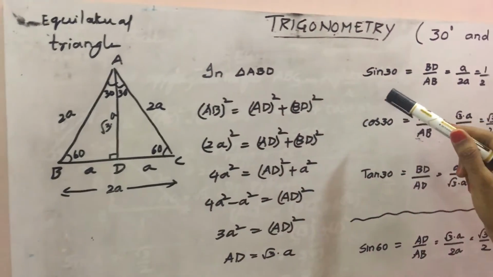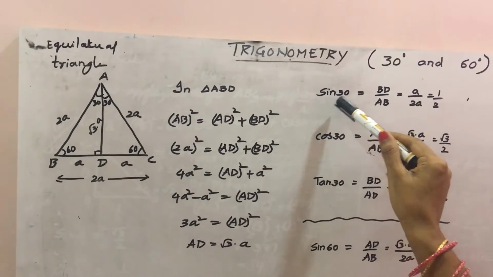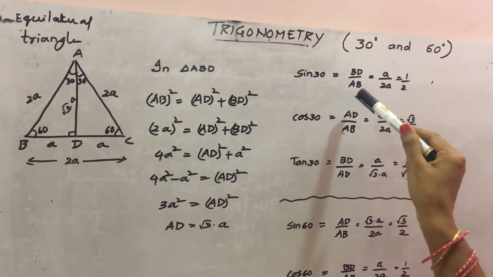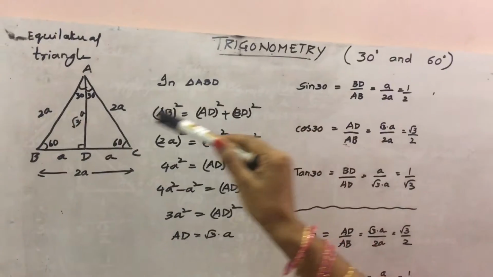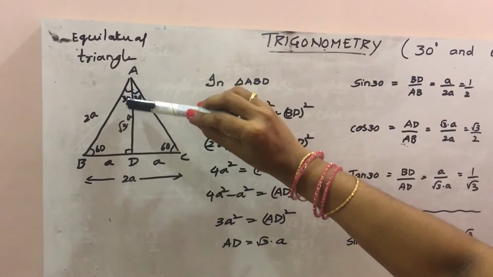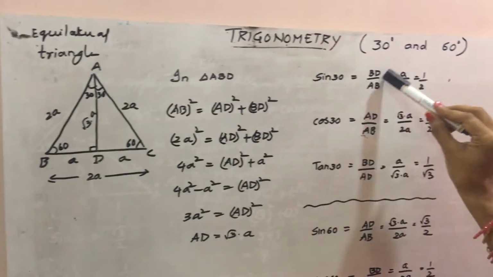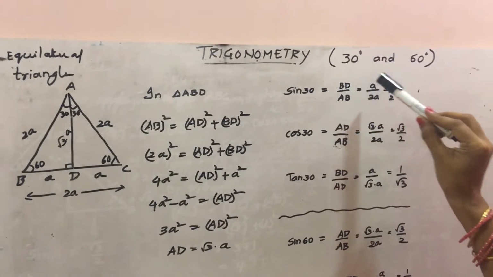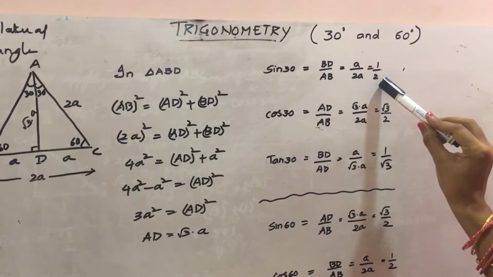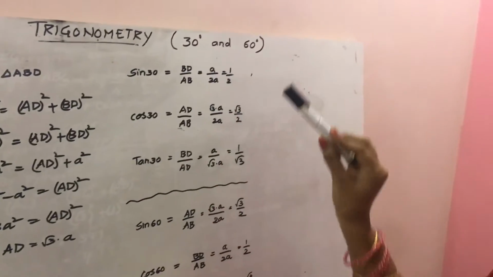Now let us find the trigonometrical ratios at an angle of 30 degrees. If we take sine 30, by the definition we can write opposite side to 30 degrees by hypotenuse. What is the opposite side to 30 degrees? Here the angle 30 degrees is here, the opposite side to 30 degrees is BD, and the hypotenuse is AB. BD by AB is equal to A by 2A. If you cancel A and A, we get 1 by 2. The value of sine 30 is 1 by 2.